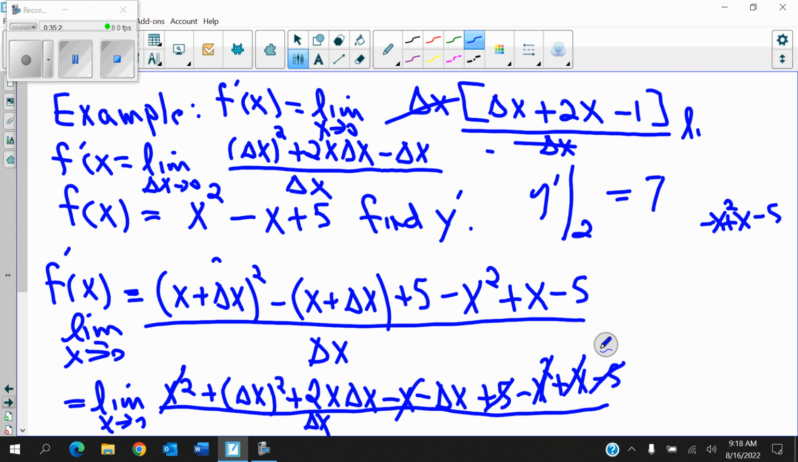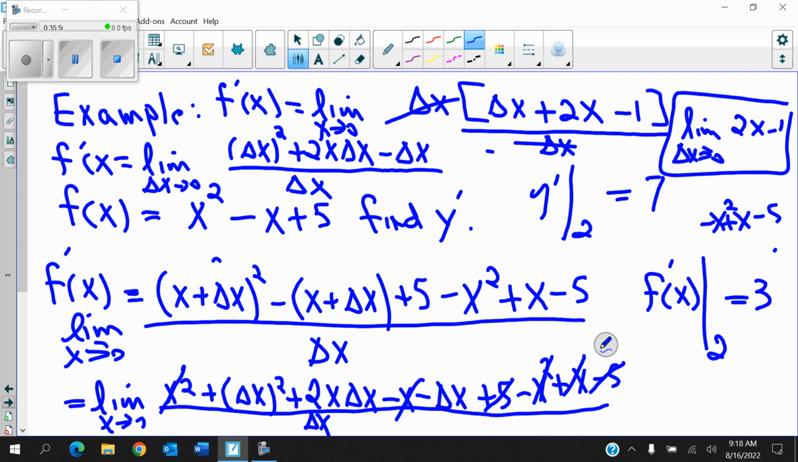Now the limit, as delta x approaches 0 of that mess, is what? 2x minus 1, right? And if you wanted to know what f prime of x equals when x equals 2, what do you get? 3, right? So the slope, you want to call that the answer, but here is a specific answer for the slope when x is equal to 2. Sorry about that, it was a mess.